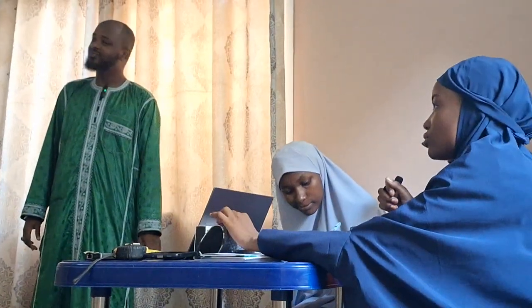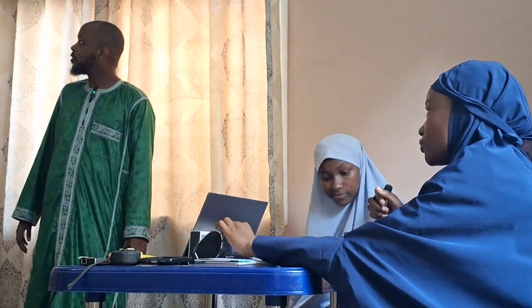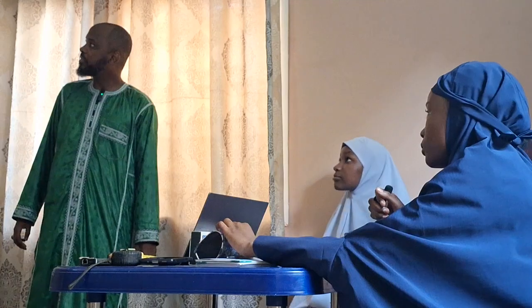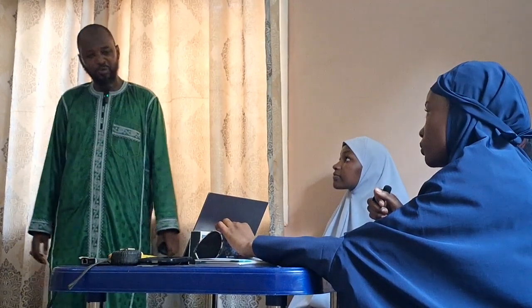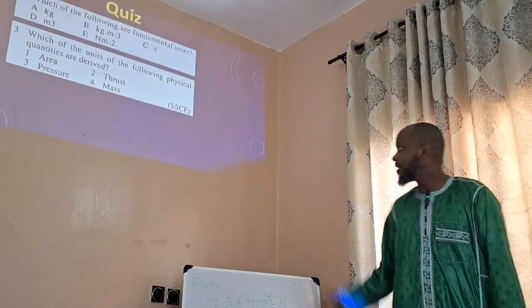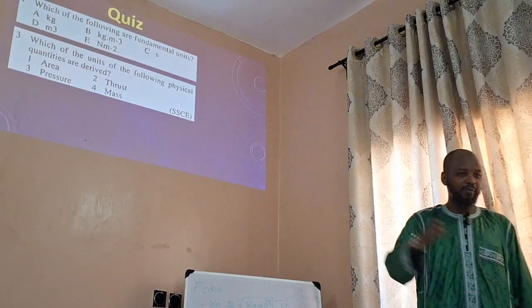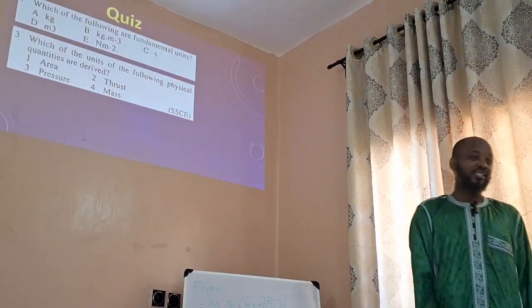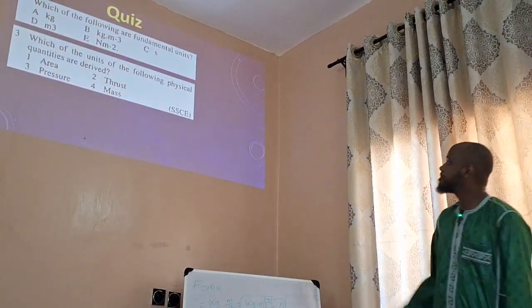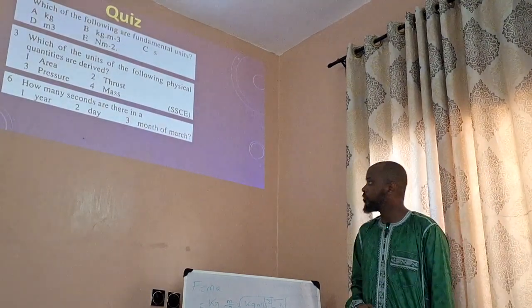It's a force exerted. So it is 1, 2, and 3. But thrust is a type of force. So which of them have derived units? 1, 2, and 3? Yes, correct. Area is a derived quantity, meter times meter. Thrust is a force, mass times acceleration. Pressure is force per unit area. Mass is a fundamental quantity, isn't it? It's the only one that does not have a derived unit.